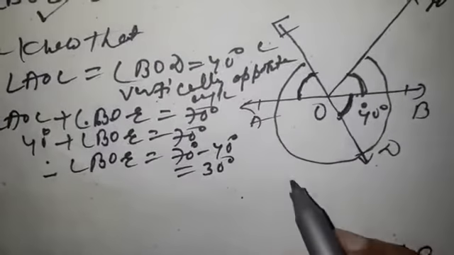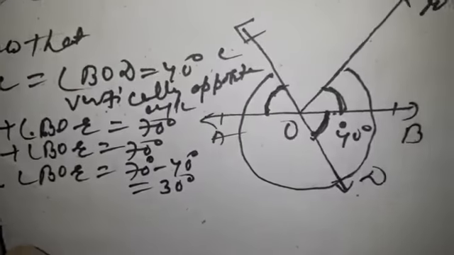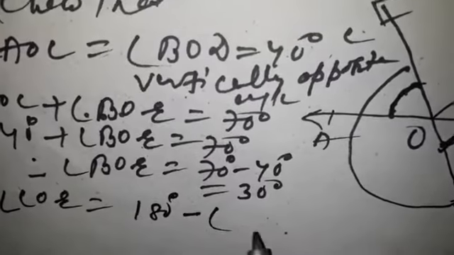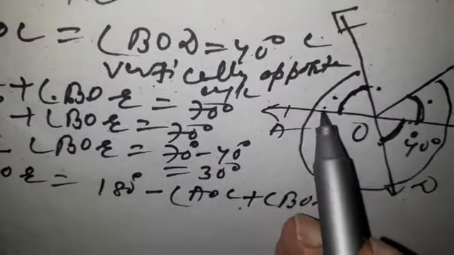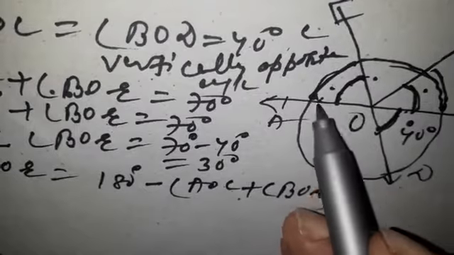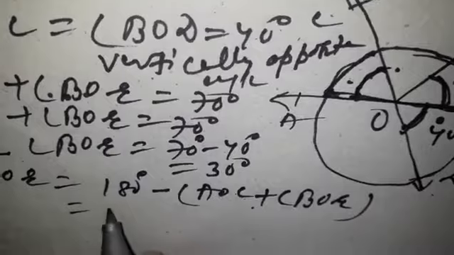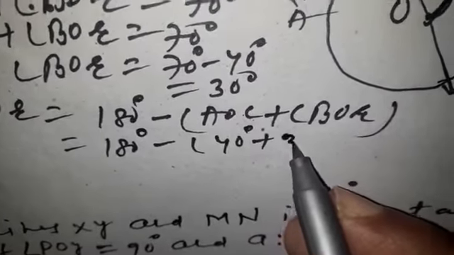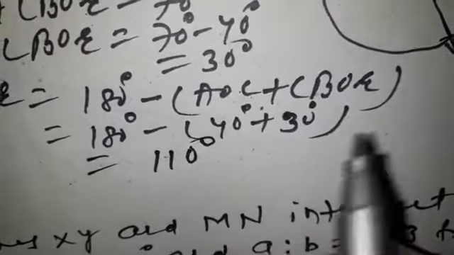Now we have to find reflex angle COE. It means first we have to find angle COE. Angle COE is equal to 180 degrees minus angle AOC plus angle BOE, because these three angles combine to make an angle of 180 degrees, because their sum makes a straight angle. So this is equal to 180 degrees minus 40 degrees plus 30 degrees, which is equal to 110 degrees.